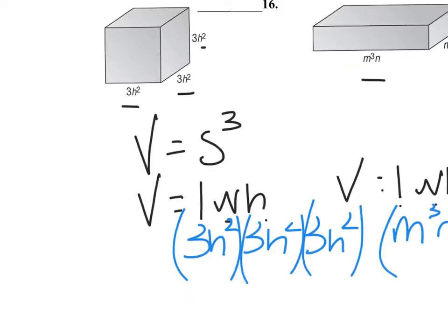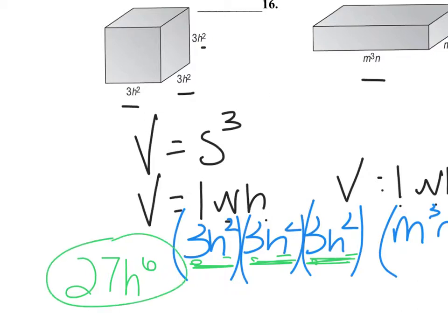For the cube, we have 3h squared times 3h squared times 3h squared. So we have 3 times 3 times 3, which is 27, and h squared, h squared, h squared for h to the 6th power. The volume for number 16 is 27 h to the 6th.